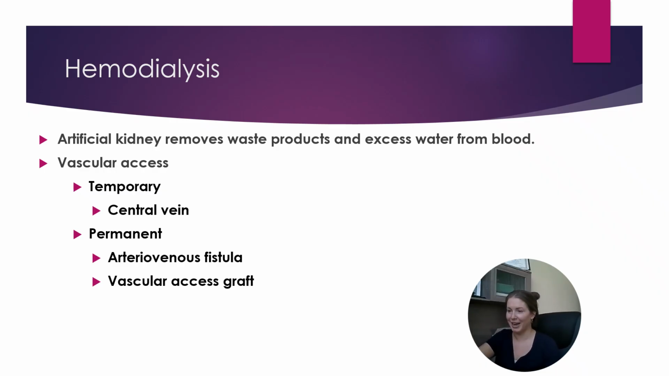Okay, so for our permanent accesses, we'll have the arteriovenous fistula. This is going to be the preferred method. So you're surgically going to connect an artery and a vein. They try to do it in the forearm. You may have it up here towards the bicep area. If you don't have great vasculature, they can do it down at the femoral site.